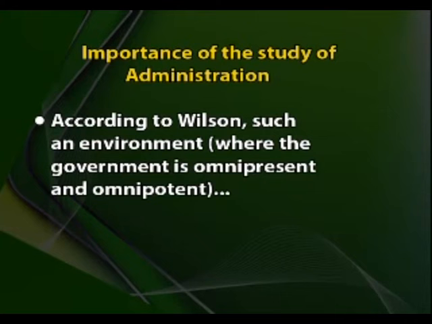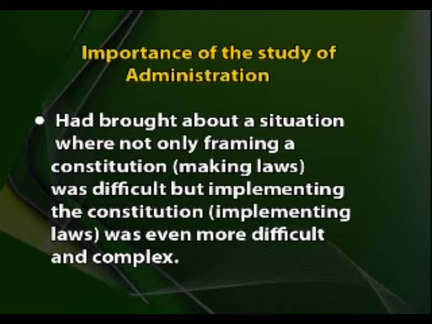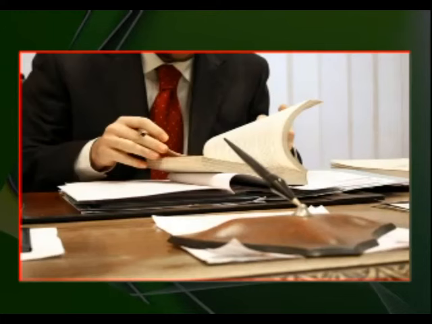According to Wilson, an environment where the government is omnipresent and omnipotent had brought about a situation where not only framing a constitution, that is making laws, was difficult, but implementing the constitution, implementing laws, was even more difficult and complex.